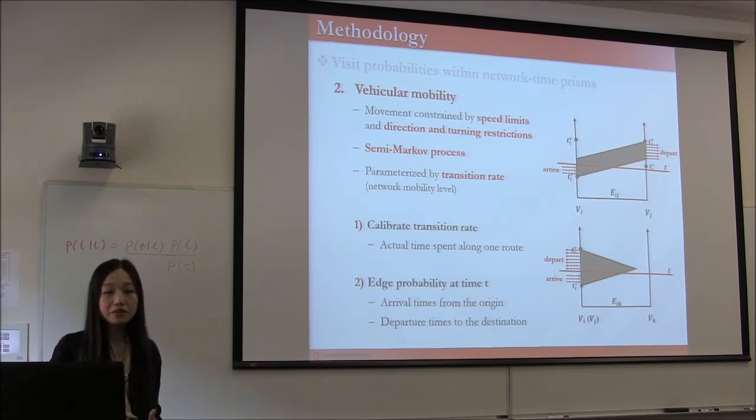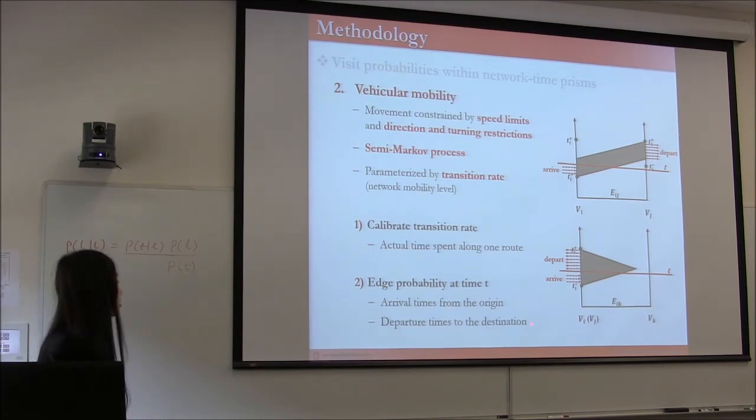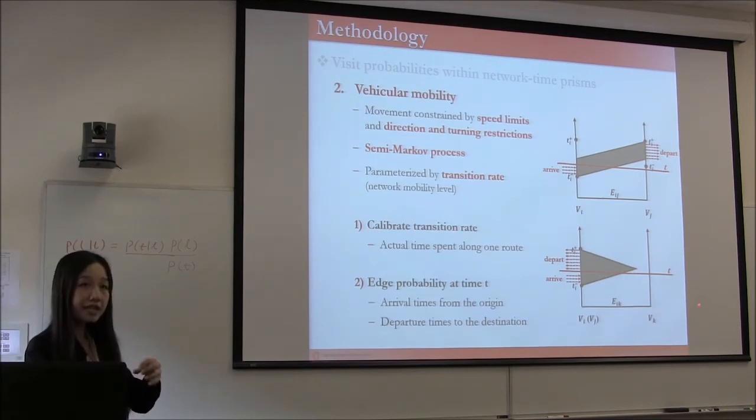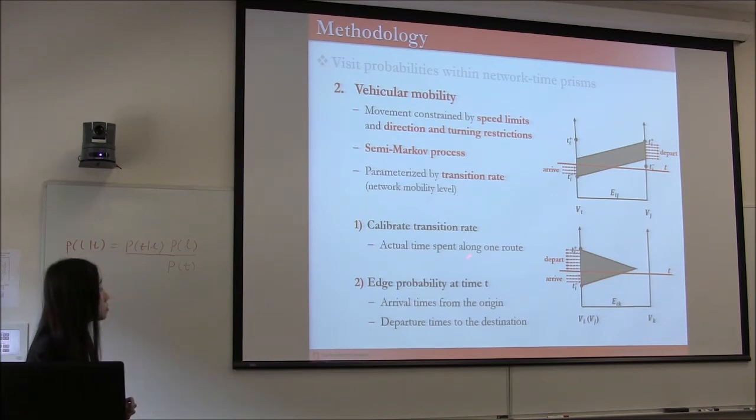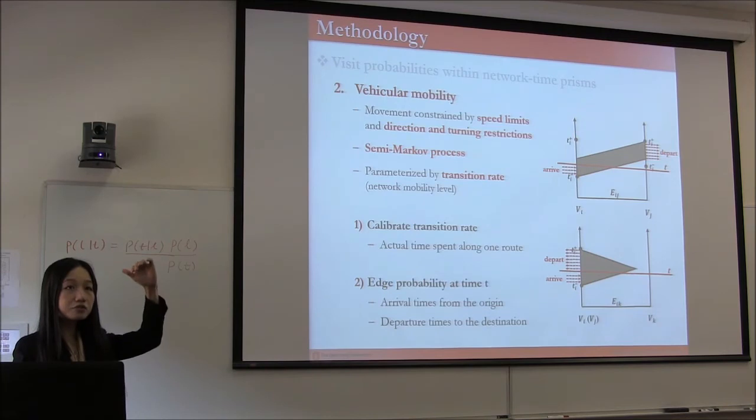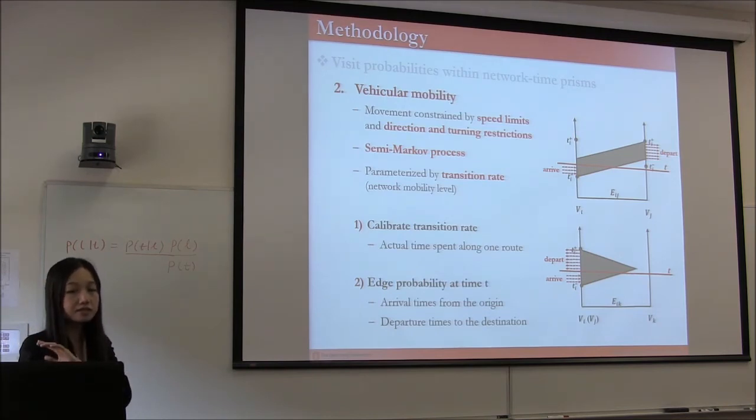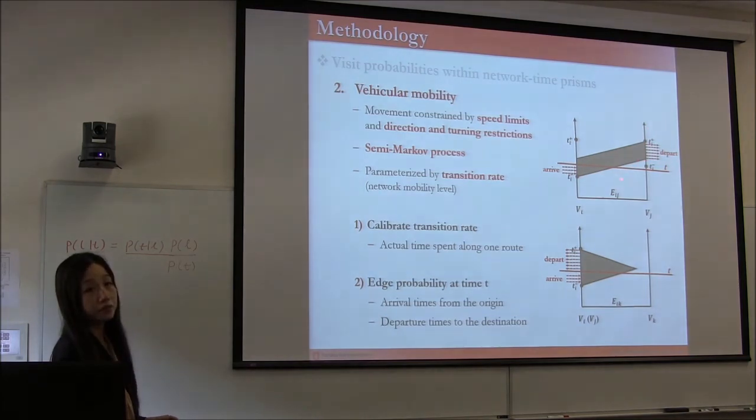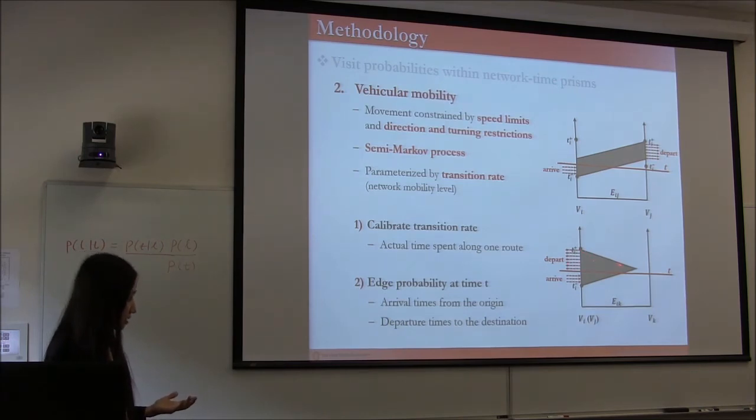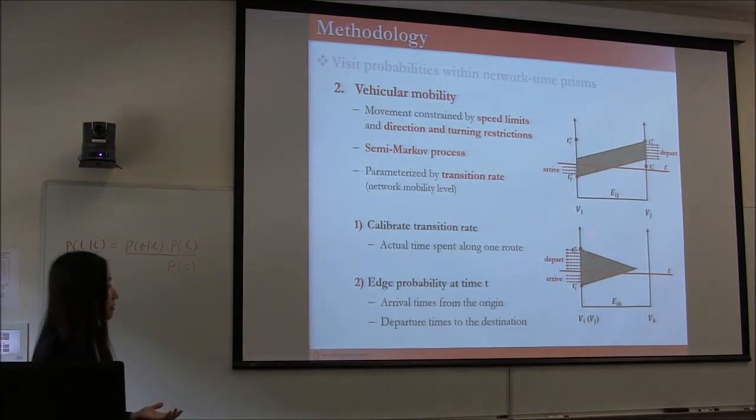The procedure includes calibration of the transition rate. We select several trajectories collected within one route, and use the trajectory times to calibrate our transition rate. Then we calculate the edge probability at that time based on how many arrival times and departure times are available, given the basic constraints and the network time prism we have.